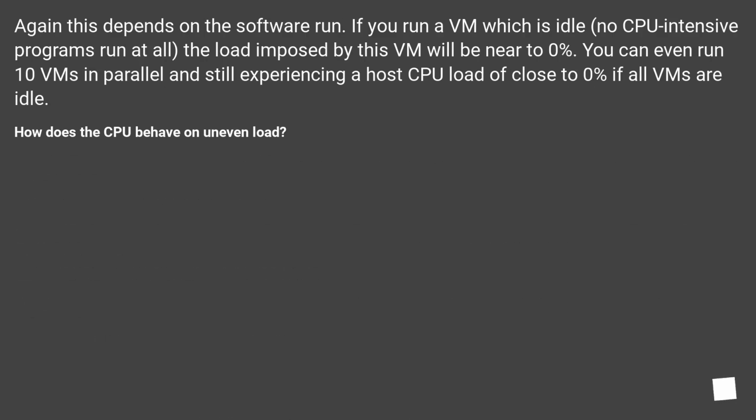Again, this depends on the software run. If you run a VM which is idle, with no CPU-intensive programs running at all, the load imposed by this VM will be near 0%. You can even run 10 VMs in parallel and still experience a host CPU load of close to 0% if all VMs are idle. How does the CPU behave on uneven load?